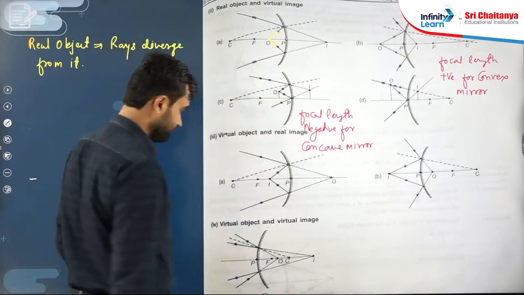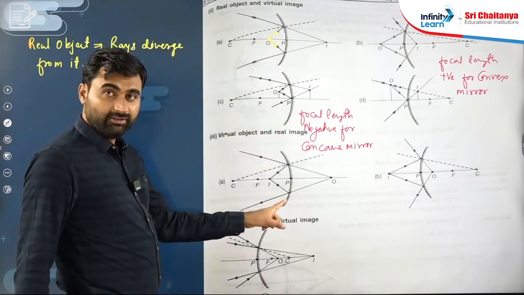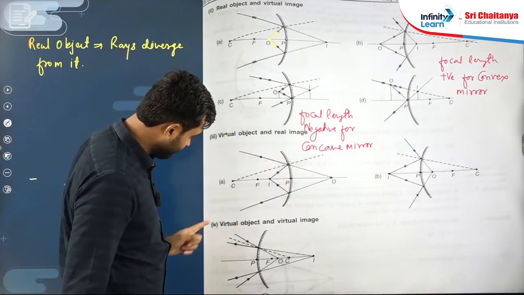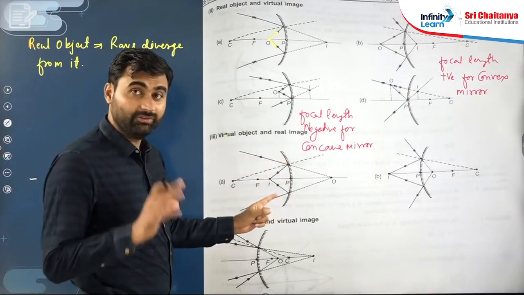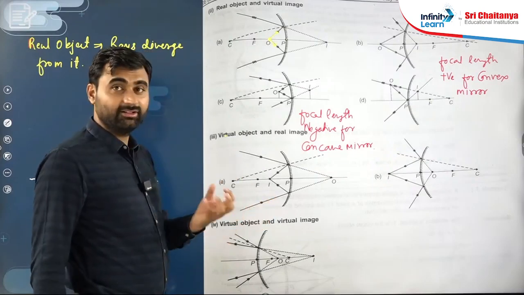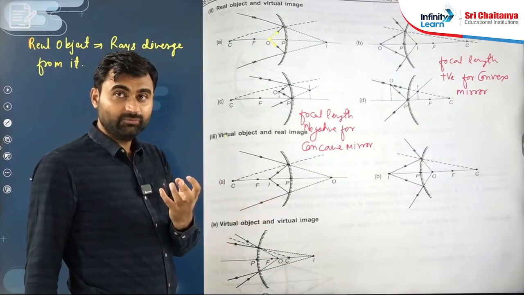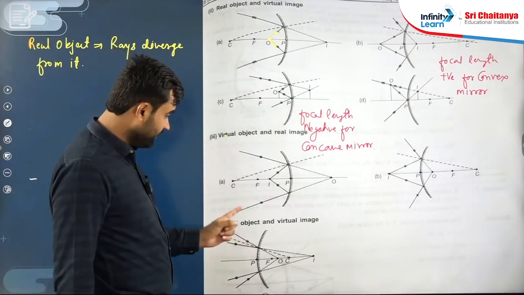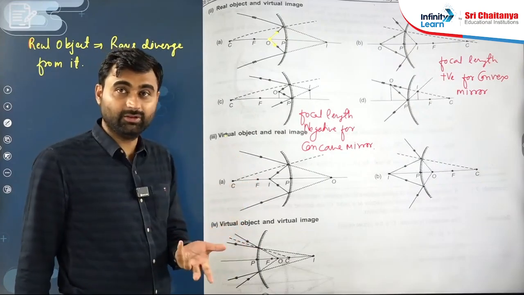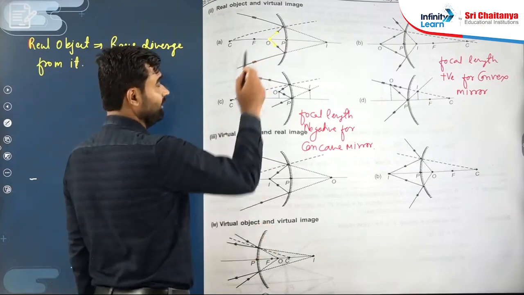Now understand, this is the real object, we understood. Virtual object. So on this mirror rays are incident. From where are these rays coming? Can you say their origin, the source from where they are coming? We can't give an answer. Why? In this other case we can give the answer.